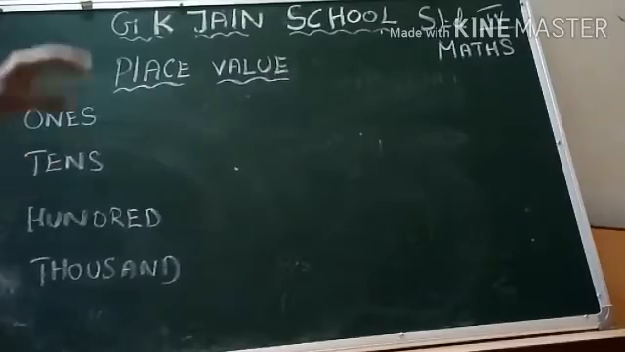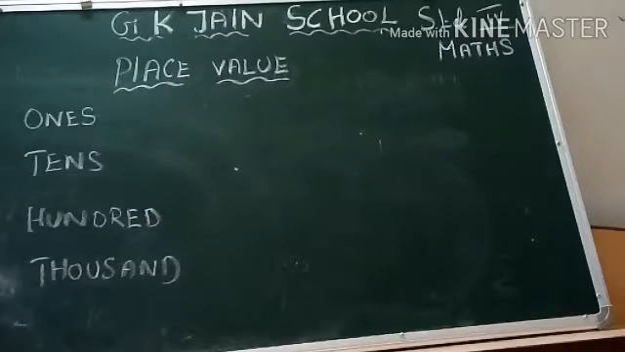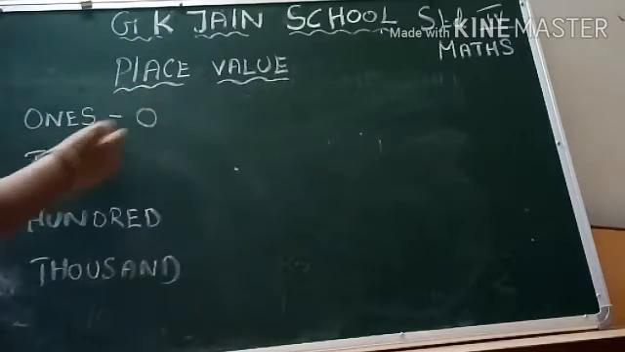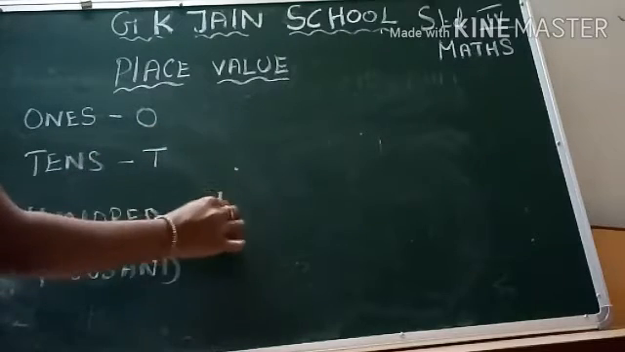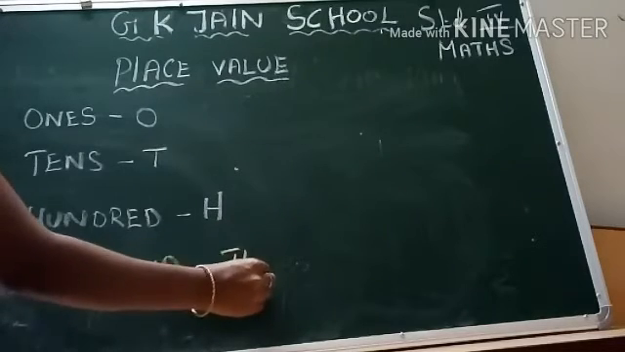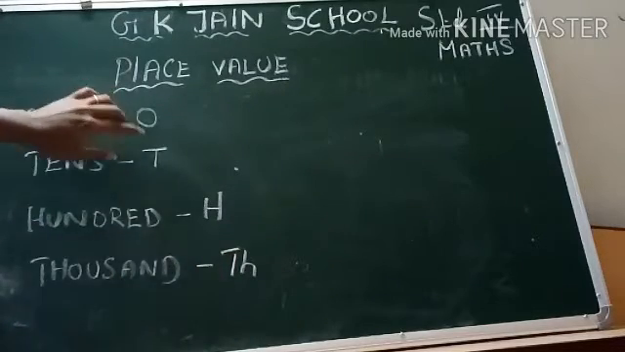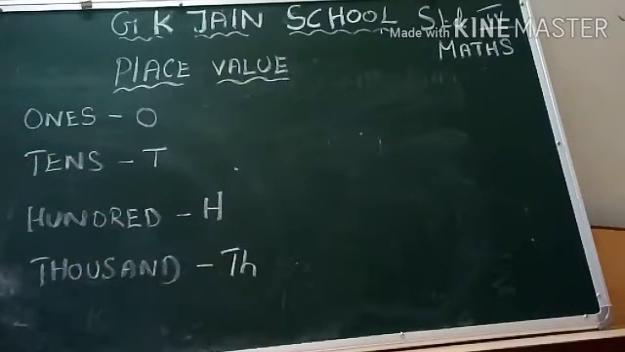Today I am going to talk about the place value for grade 4. What is place value? Place value is nothing but we mention the position of the number. So here ones, tens, hundred, thousand. Right. 1 short form is O. 10 short form is T. 100 short form is H. And 1000 short form is TH. Got it? So this is the way we are going to mention the ones, tens, hundred and thousand. Shall we start?